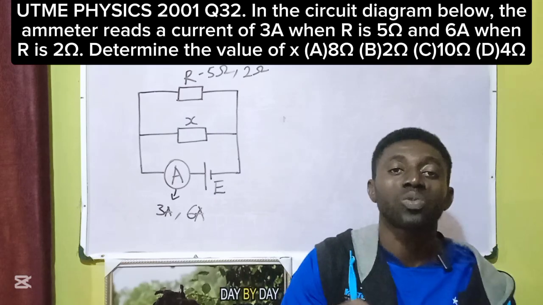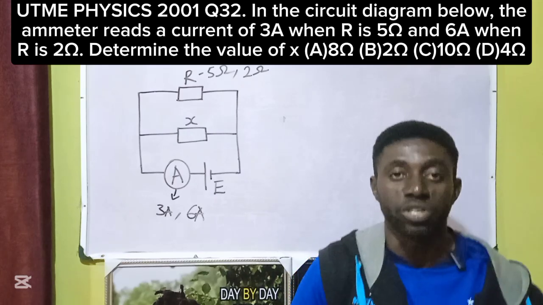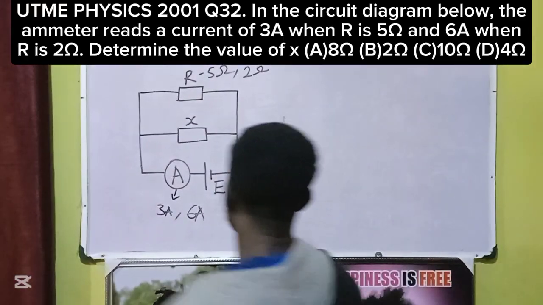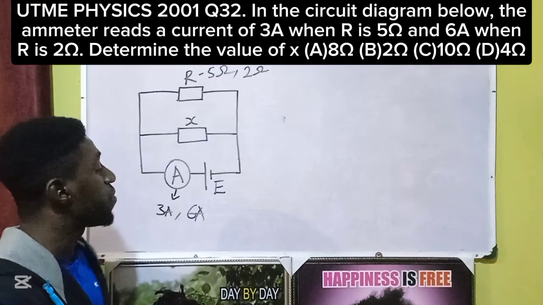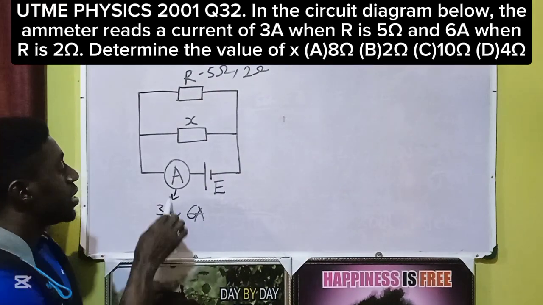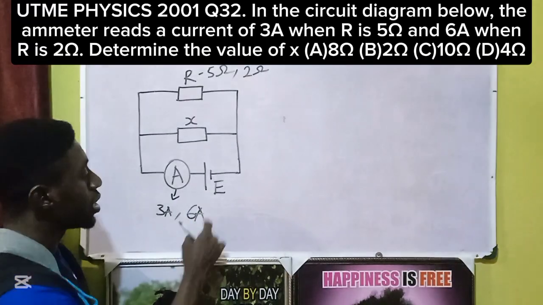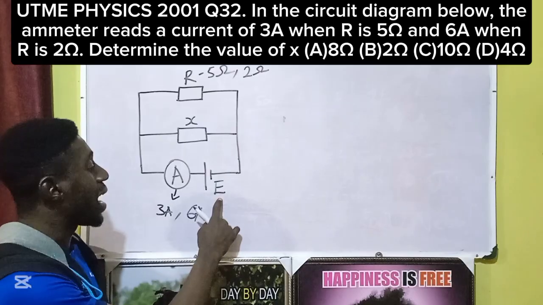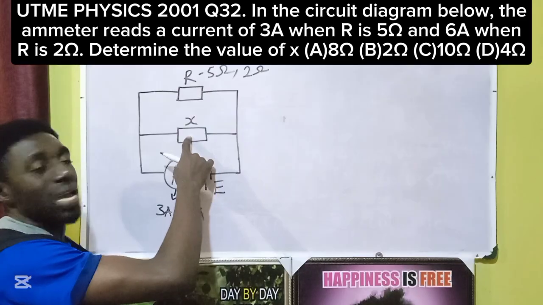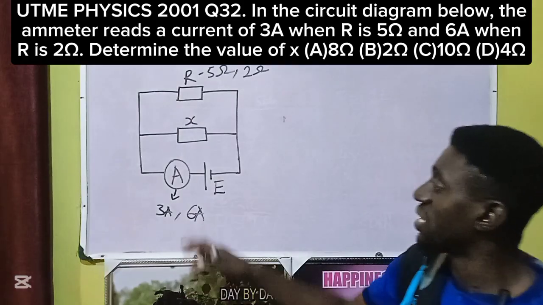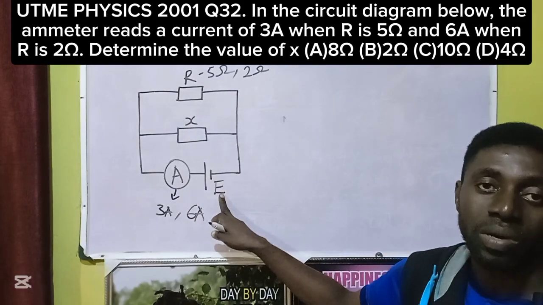The best way to solve a problem is to identify things that don't change. To solve this, I'm very much aware that the variables are the current and the resistance. Then I will focus on the constants. My constants are the EMF and the resistor X, which is the internal resistance of this cell.